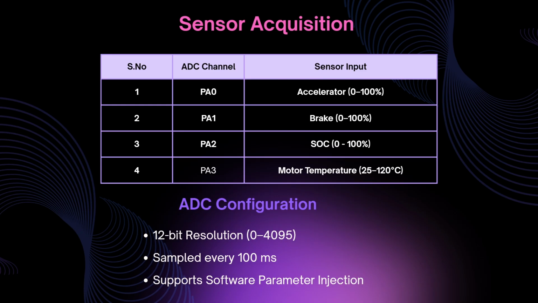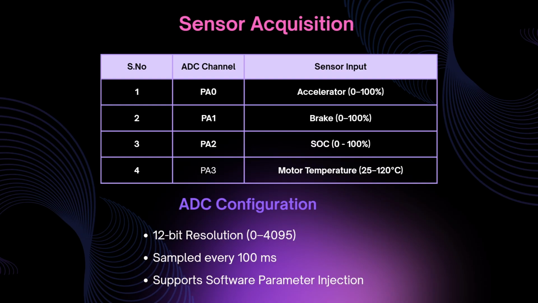This slide explains how the analog sensor data is collected by the STM32. We have these input channels PA0, PA1, PA2, PA3. PA0 is used for accelerator data collection, which ranges from 0 to 100%. PA1 is used for brake, which is again ranging from 0 to 100. PA2 for state of charge of the battery, ranging from 0 to 100%. And then PA3 we have for simulation of the motor temperature, which ranges from 25 to 120 degrees Celsius.